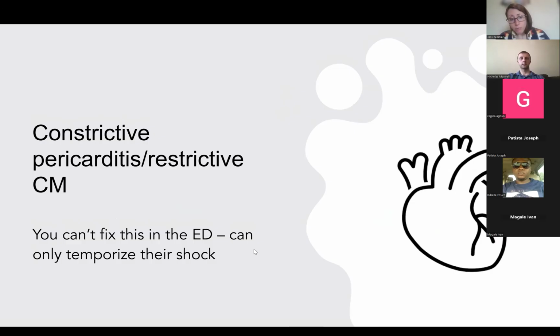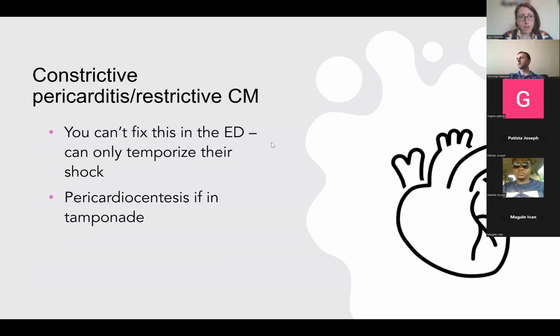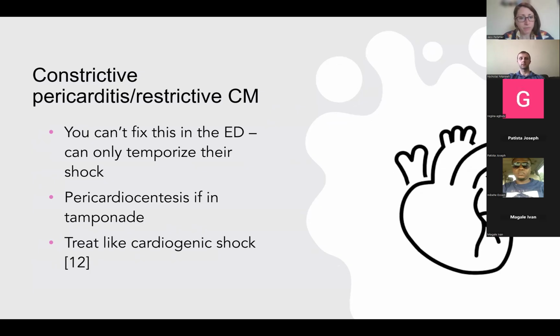I genuinely don't know, but we're not going to be able to fix them in the ER, so we only temporize their shock. I would probably not give large volumes of fluid for these people because they can't really expand their volume very much if the heart is in an enclosed space. So these would be people I'm jumping to vasopressors early as opposed to lots of fluids. Again, we can only temporize them. And then if they're in tamponade, then you treat it like obstructive shock and you're going to do a pericardiocentesis.